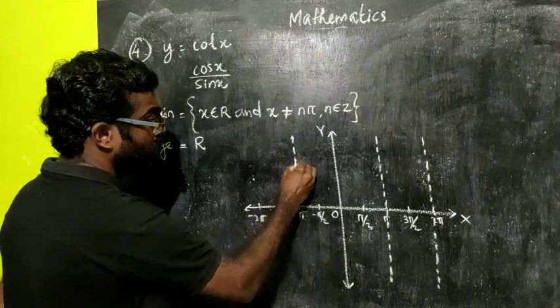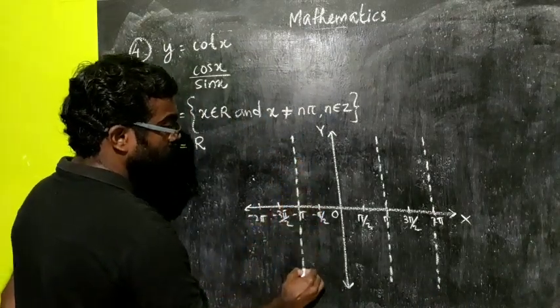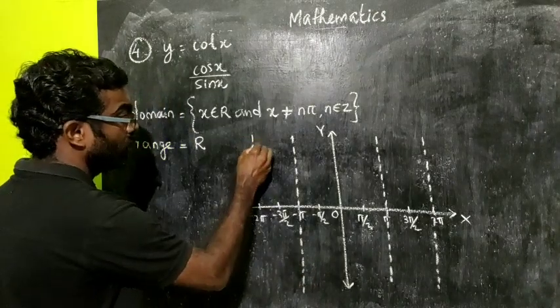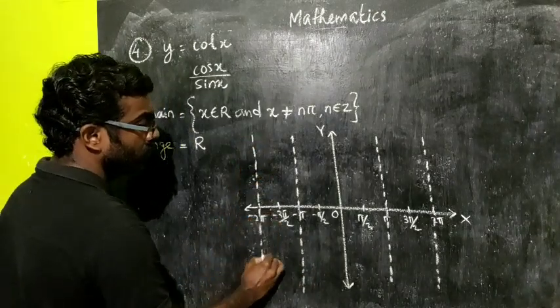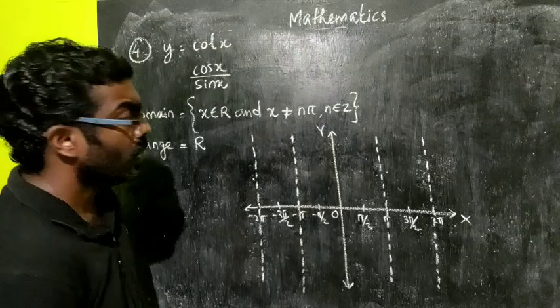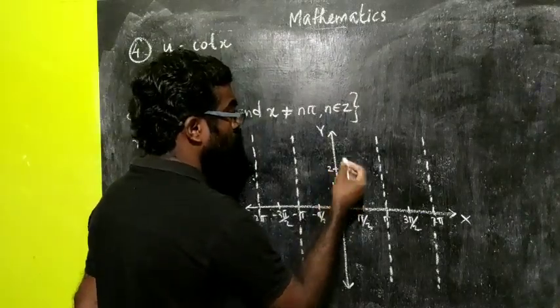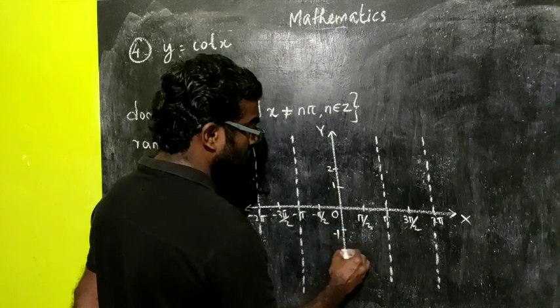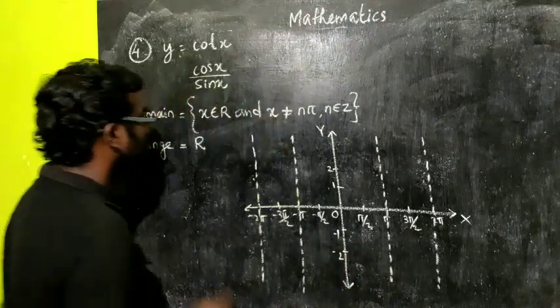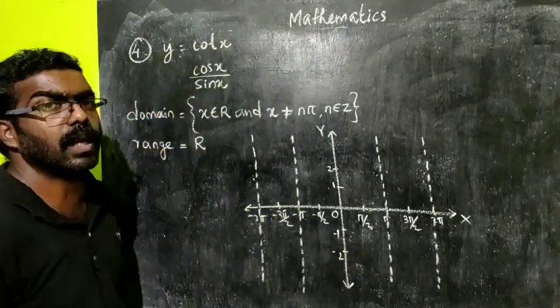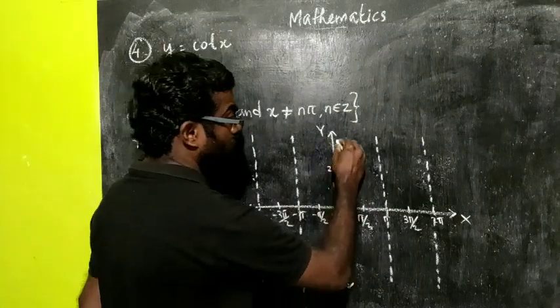Here minus pi and minus 2 pi. Clear? And on the y-axis, we can mark the numbers 1, 2, 3 and so on, here -1, -2, etc. Okay, because the range is the set of all real numbers. So the graph looks like this.